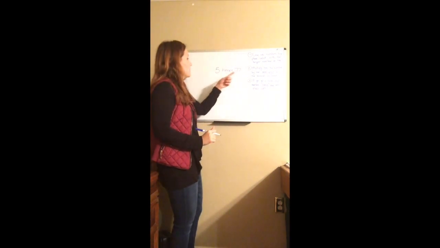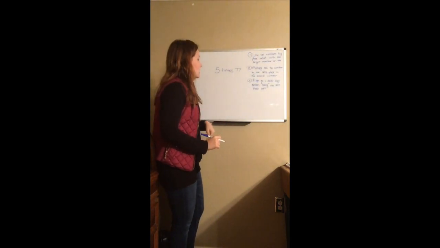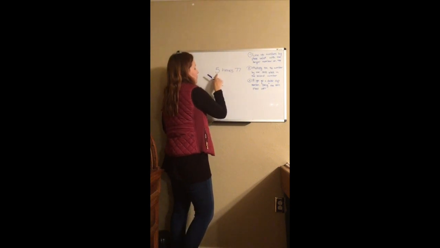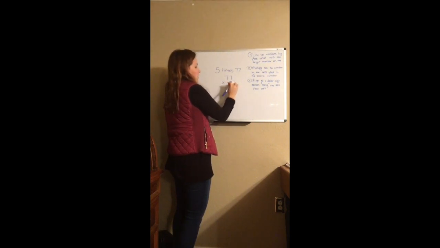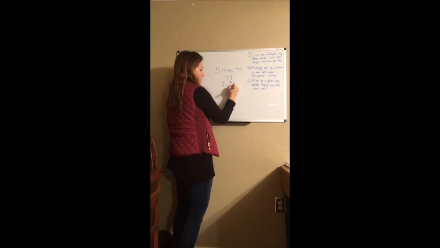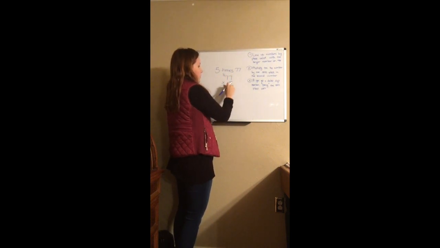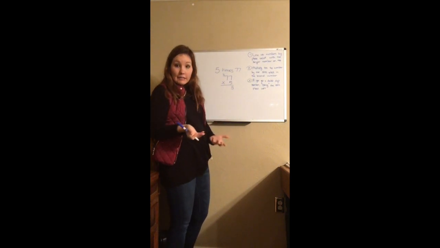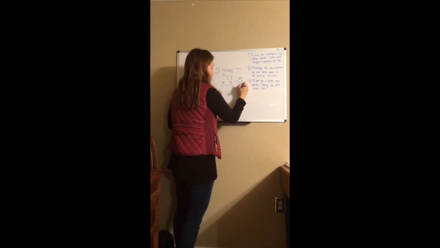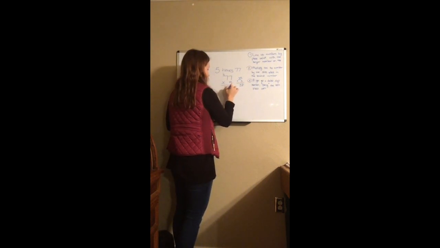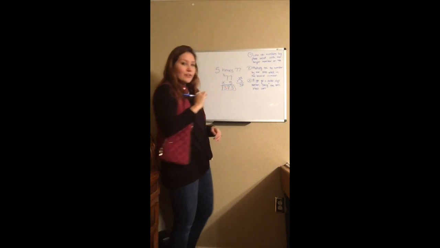Let's look at this one. 5 times 77. Again, 77 has 2 place values, while 5 has 1. So the one with the 2 place values is going to go on top, times 5. So 5 times 7 will give us 35. Carry that 3 over. 5 times 7, again, is 35. So we have 35 plus that 3, which will give us 38. So you should have gotten 385.